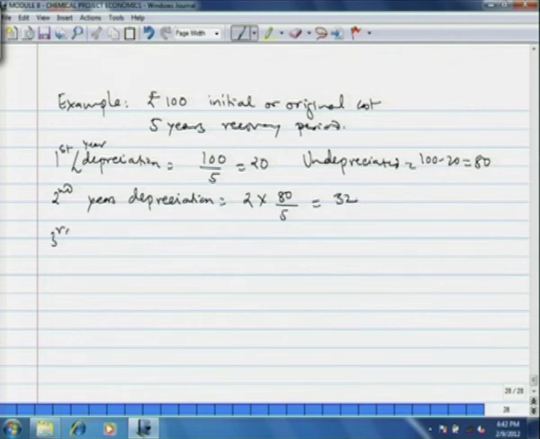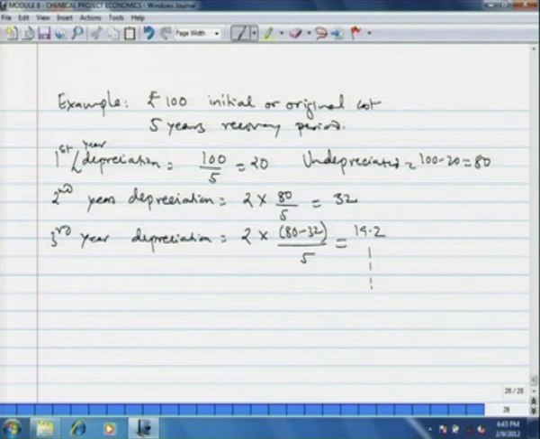Then third year depreciation is 2 into 80 minus 32 by 5, that is 19.2, and so on and so forth. So, you can prepare a table for different properties with different age. Okay. So, that was all about the depreciation.